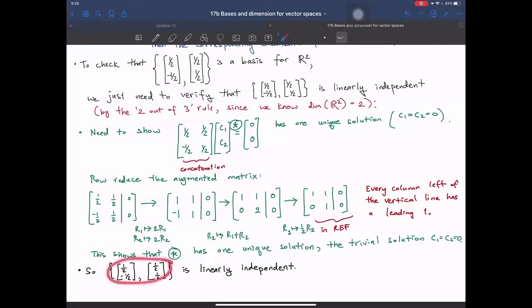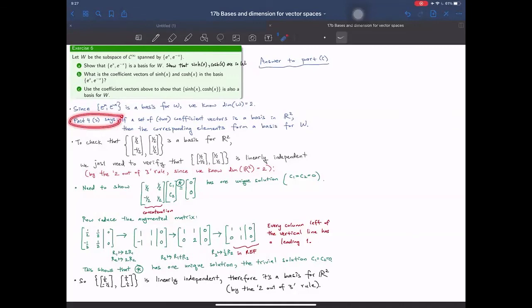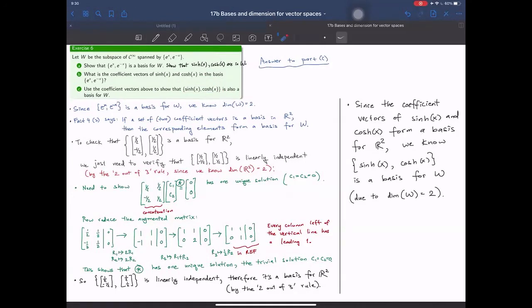So our set is linearly independent, and by the 2 out of 3 rule, we have that this set is a basis for R2. Going back to here, this tells us that the set of hyperbolic sine and hyperbolic cosine is a basis for W. Since the coefficient vectors of hyperbolic sine and hyperbolic cosine form a basis for R2, we can say that our set is a basis for W. And we know that because the dimension of W is 2.